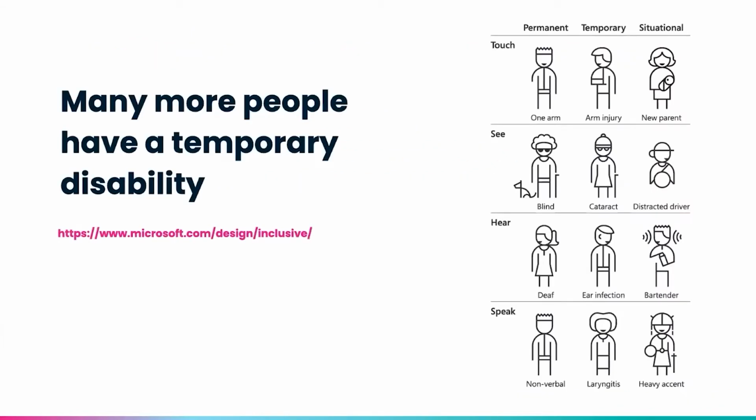On top of that, we know that there are many more people that may have a temporary situation that makes a temporary disability. I've got some examples on the side here, like being a bartender in a noisy environment, not being able to hear people properly, or holding a baby whilst navigating the website, which is something I've had a bit more experience with recently. So it's been great having good keyboard navigation available on certain sites.